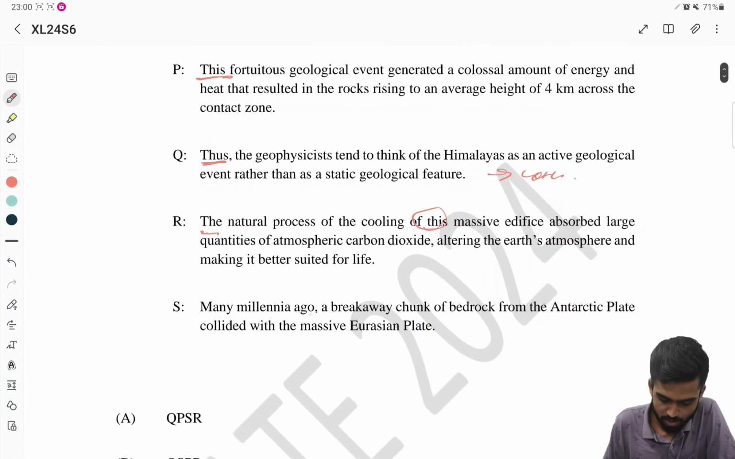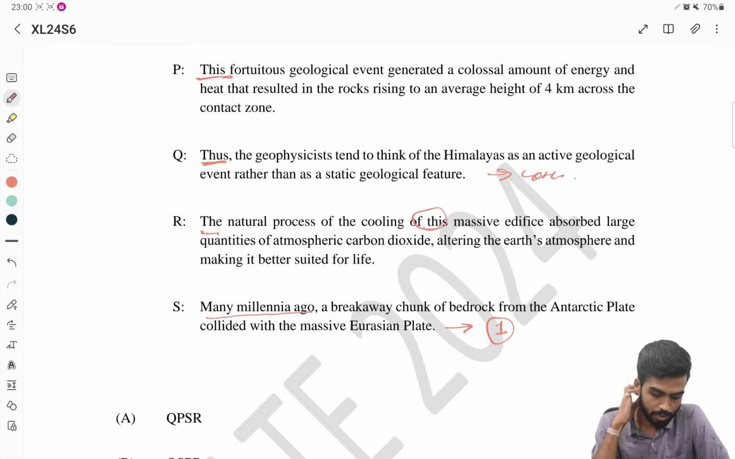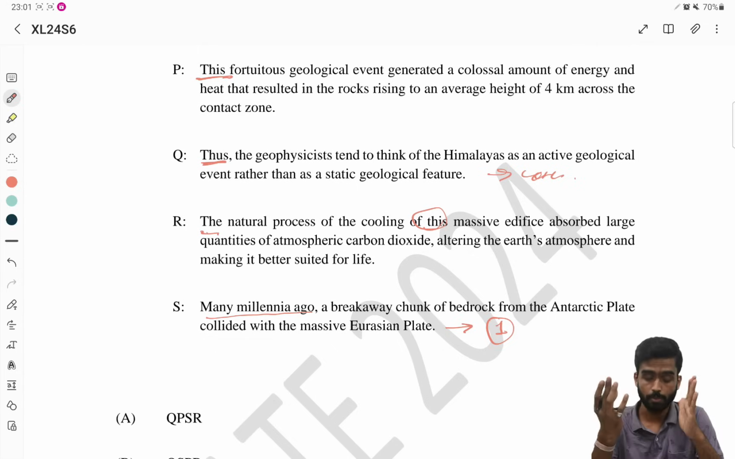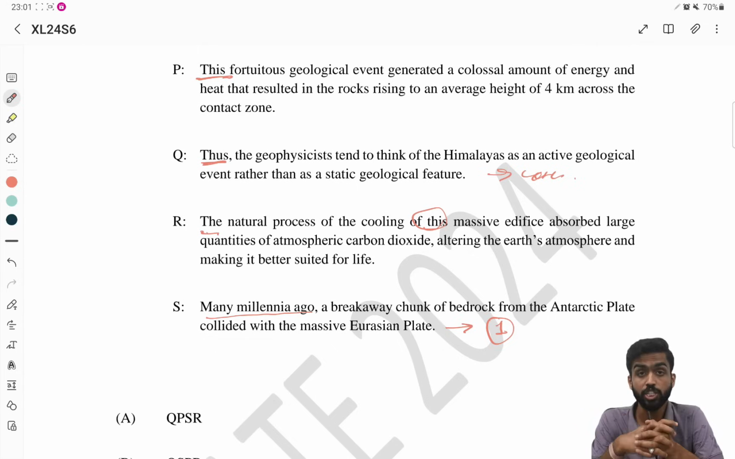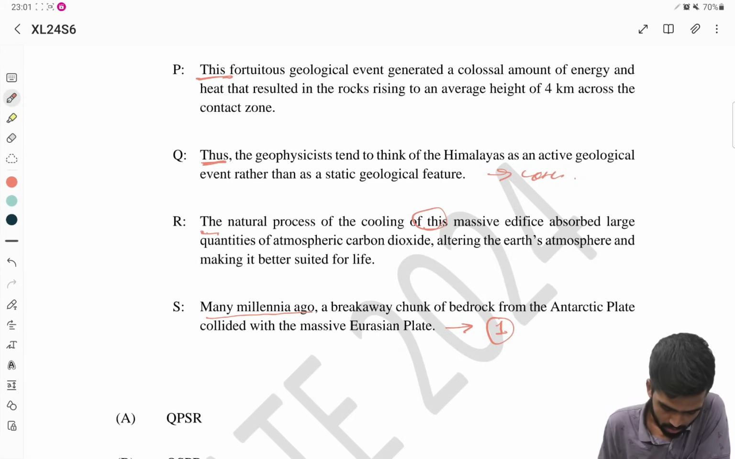Many millennia ago, okay, this can be the first sentence. A breakaway chunk of bedrock from the Antarctic plate collided with the massive Eurasian plate. If this is the very first sentence, now we'll try to form the story. So what happened many millennia ago? A breakaway chunk of bedrock from the Antarctic plate collided with the massive Eurasian plate. And what happened?